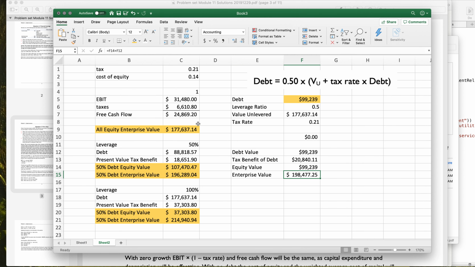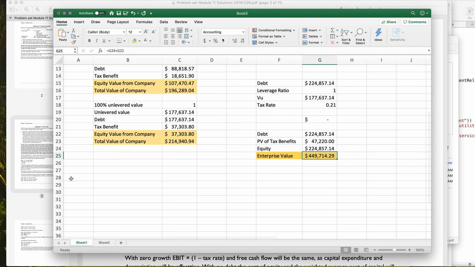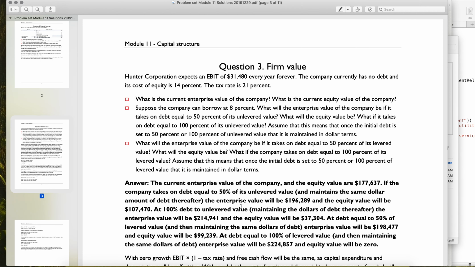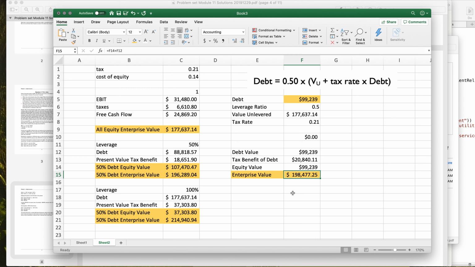So what happens is we know that the value of the firm is 50% equity and 50% debt. We calculated the debt value here, so that means the equity value is going to be the exact same thing. And that means that the enterprise value is 198,477. Let's check that. Well, we can't check it over here because that's not the right answer. Let's scroll down and check it. So 99,239, enterprise value of 198,477, which is exactly what we have here.